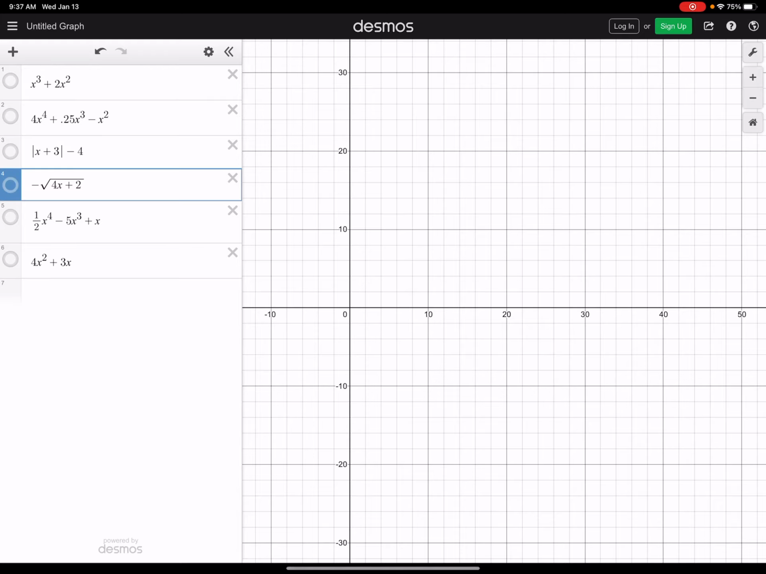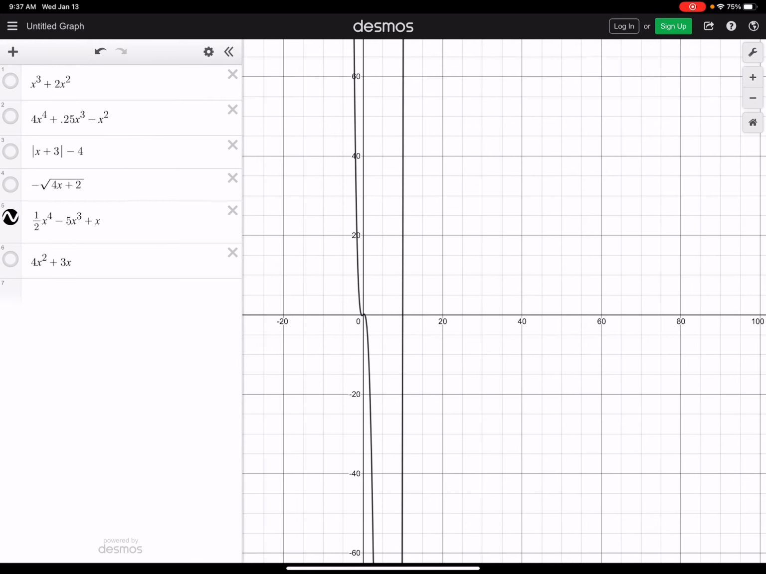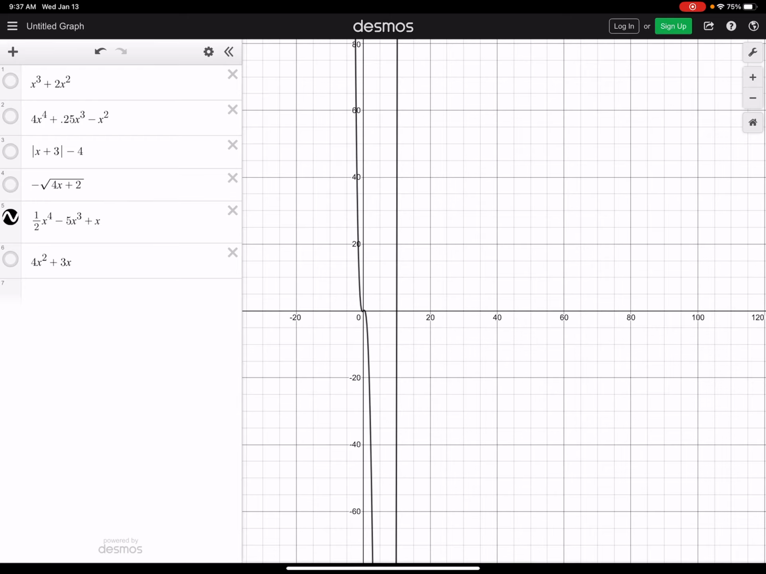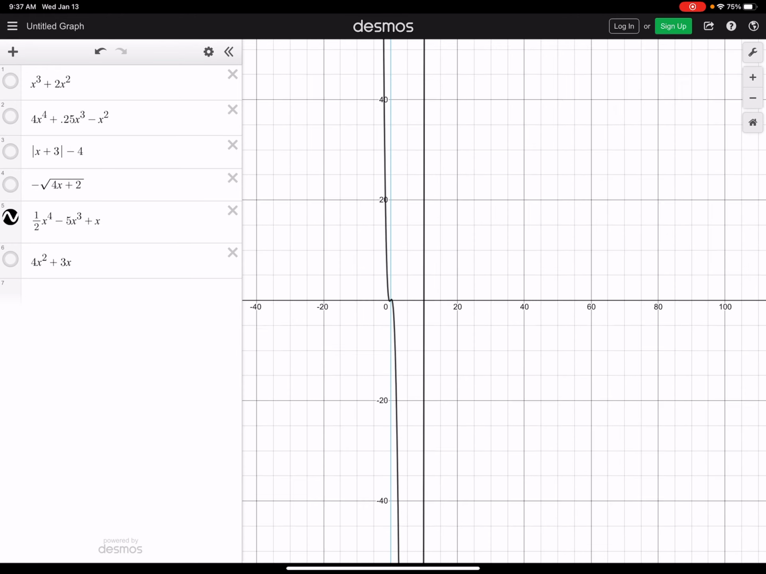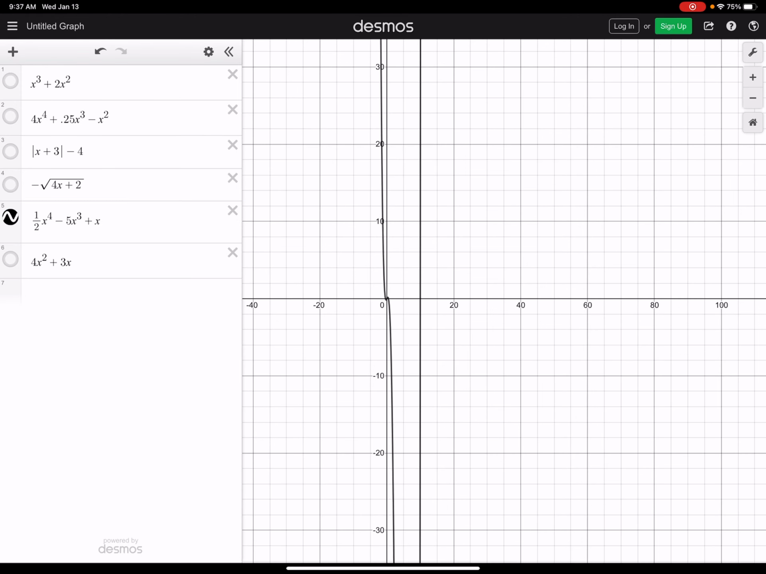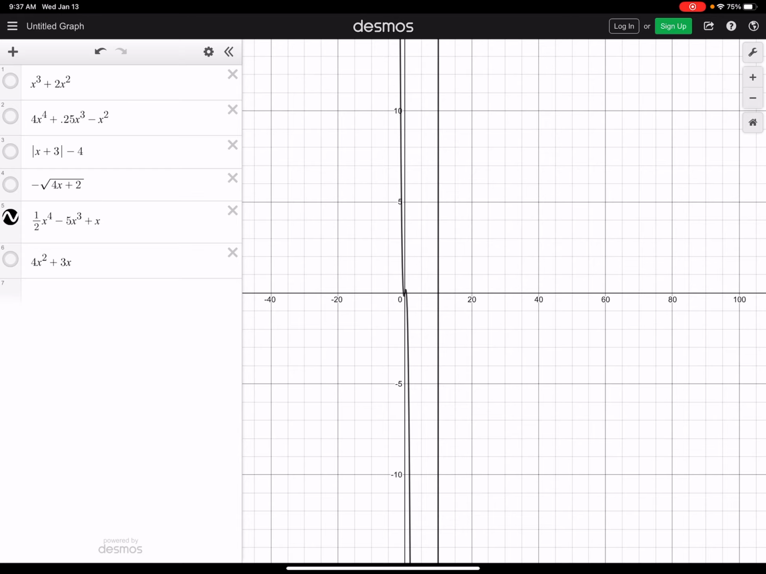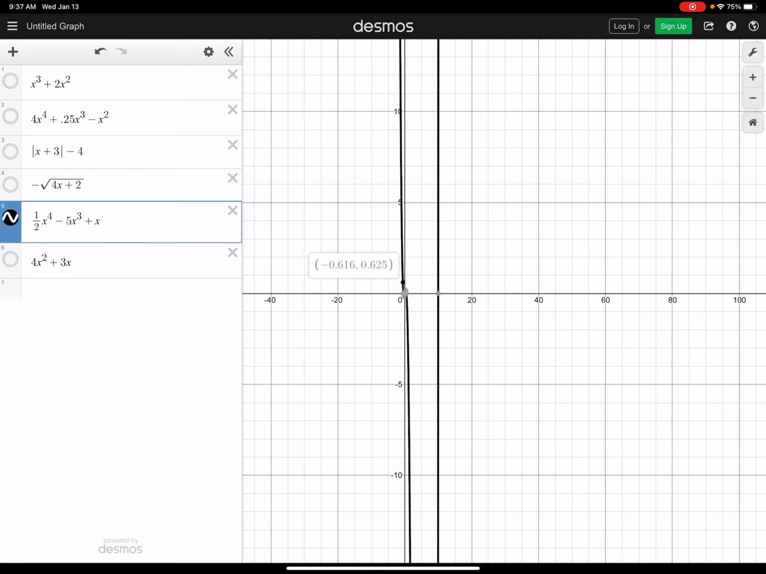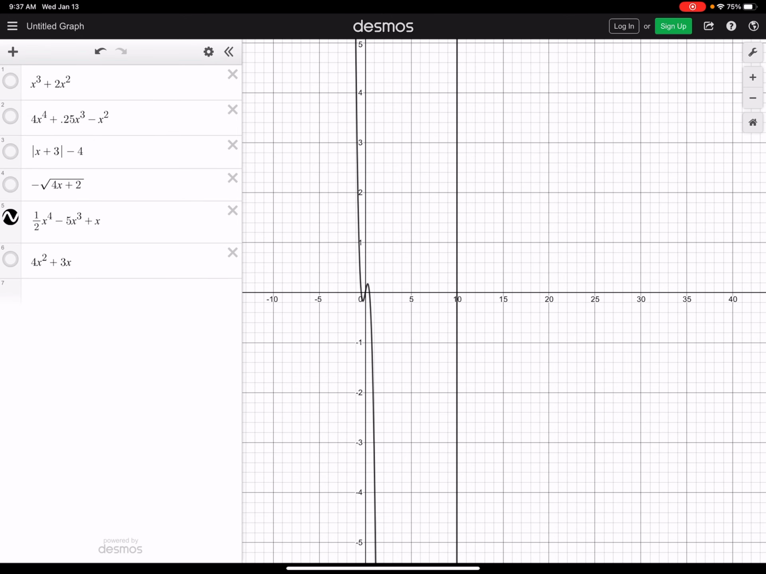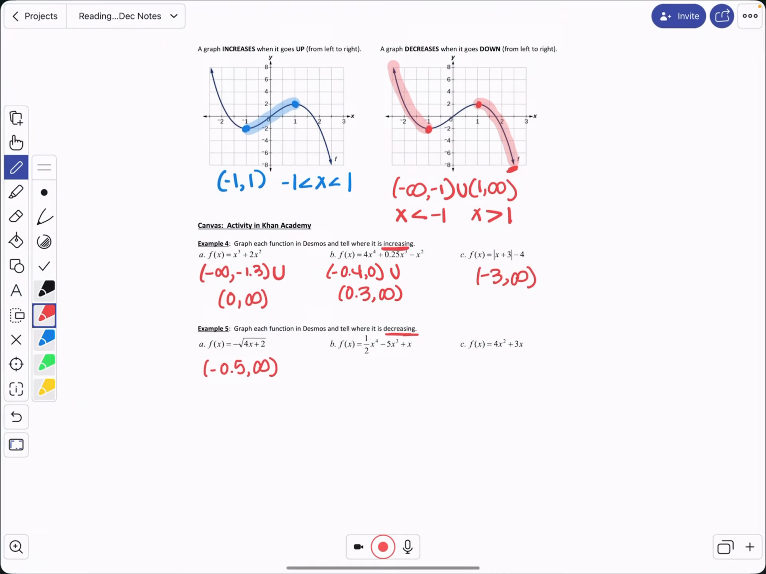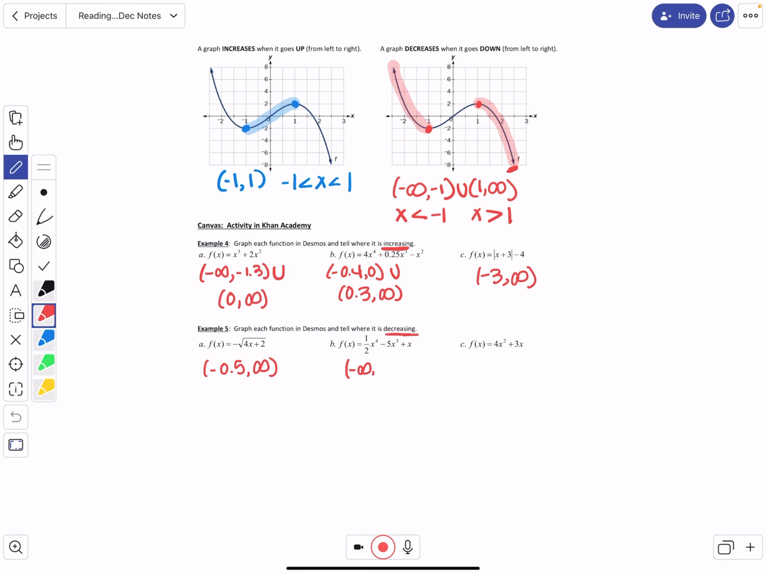All right, if we look at our next one, okay. So this one is decreasing. If we zoom in, this one is decreasing until we get to this point right here. So it's decreasing until we get to -0.3. So negative infinity to -0.3.